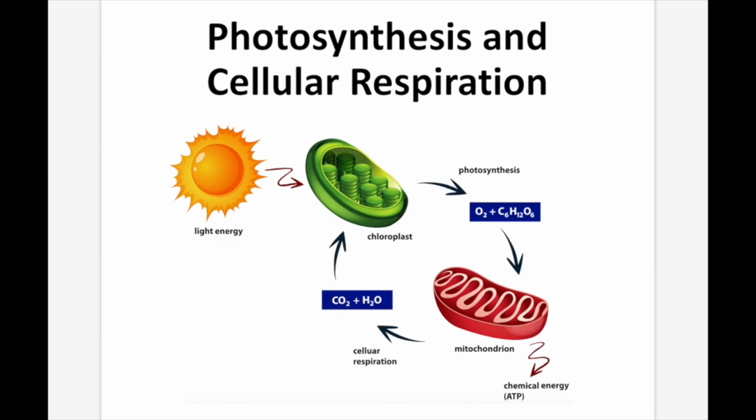And this picture represents this as well. So photosynthesis is going to create our oxygen and sugar. And following photosynthesis, the thing that does the cellular respiration is the mitochondria. The mitochondria is going to create carbon dioxide and water, and it's going to create this chemical energy, also known as ATP.